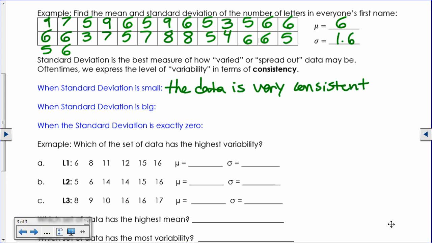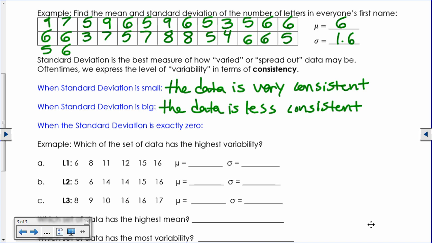If your standard deviation is small, that means they're all clustered really close to the mean, so the data is very consistent. What does it mean when the standard deviation is big? It's not consistent. The data is less consistent. So the bigger the standard deviation, the weaker the consistency.